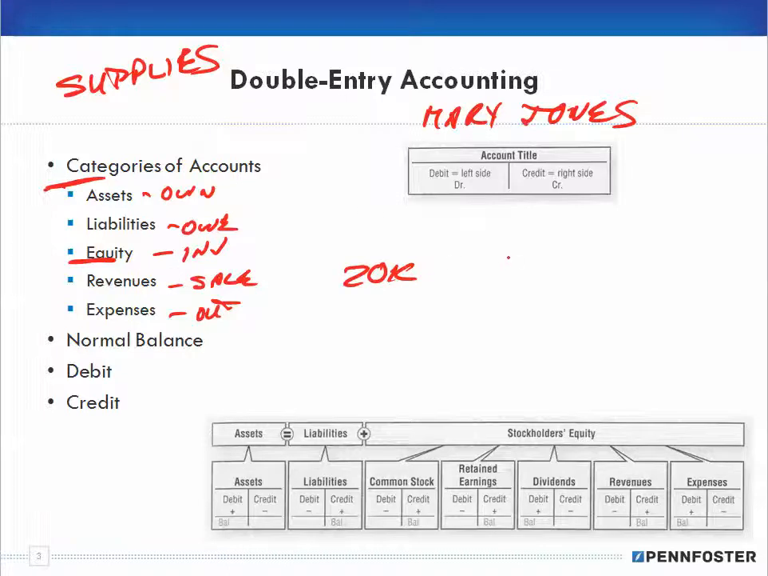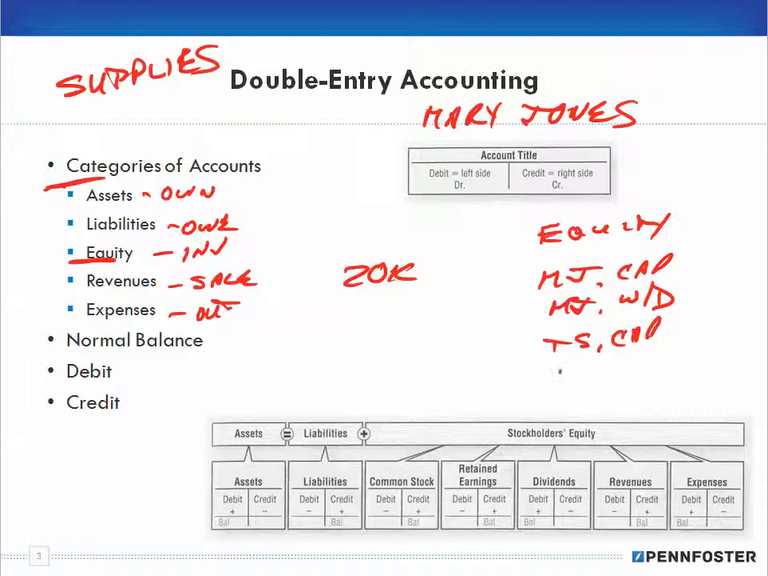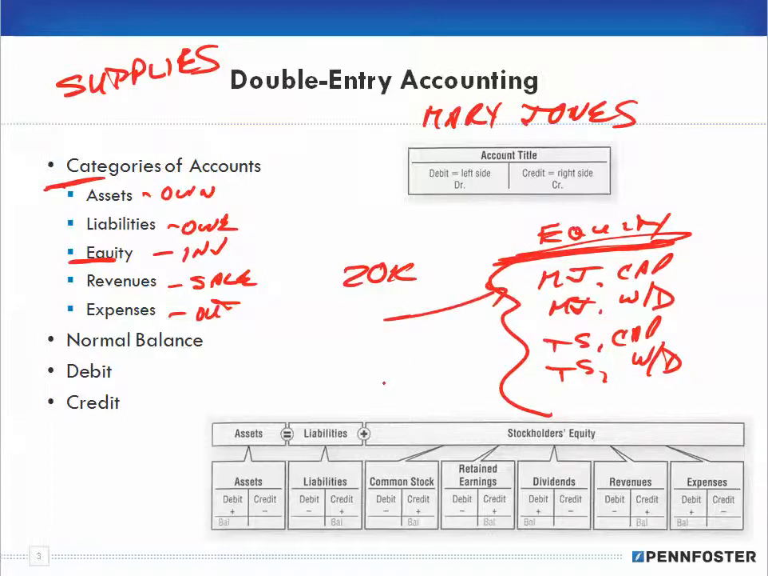Well, underneath equity, right, you're going to have Mary Jones Capital. You're going to have Mary Jones Withdrawal or Draw Account. Okay, you might have Tom Smith Capital, Tom Smith Withdraw. So you need to decide what category first and then look at the accounts underneath it in order to be able to choose the correct one. In this case, it would be Mary Jones Capital.